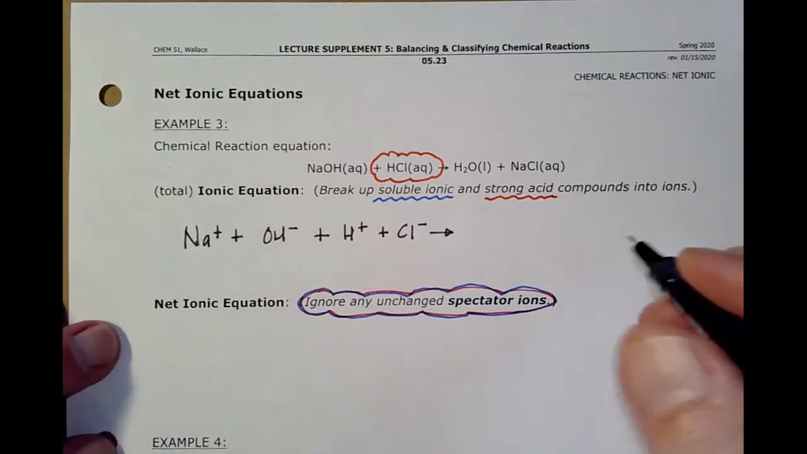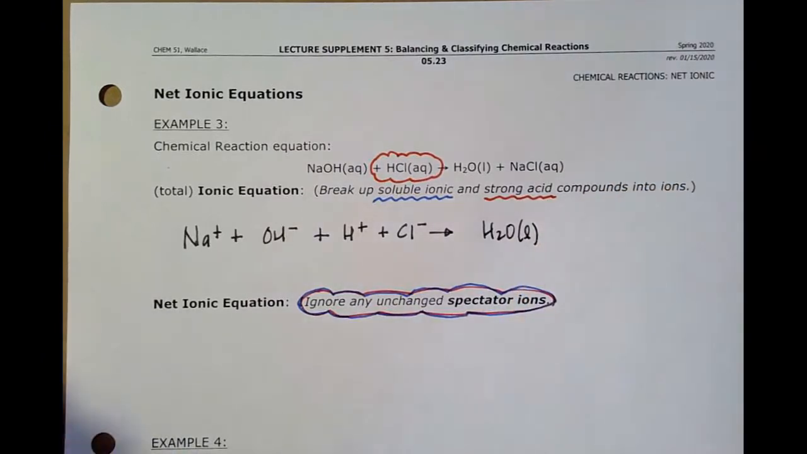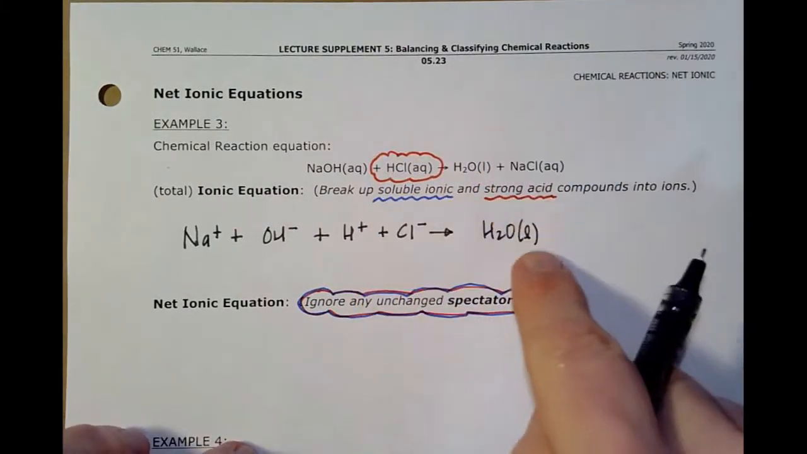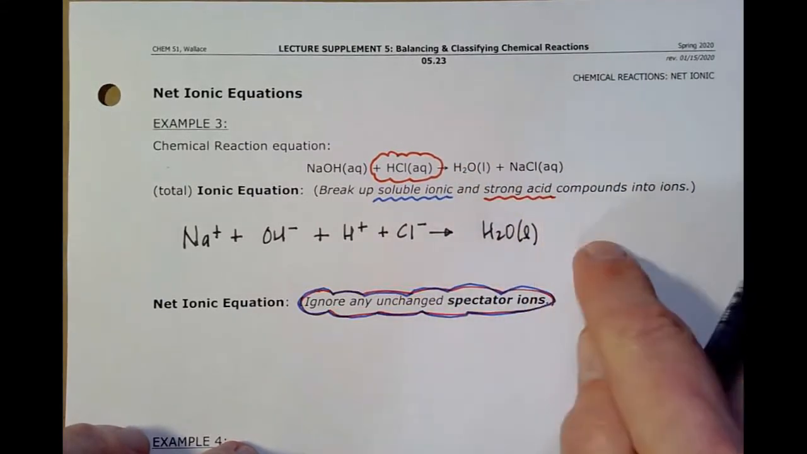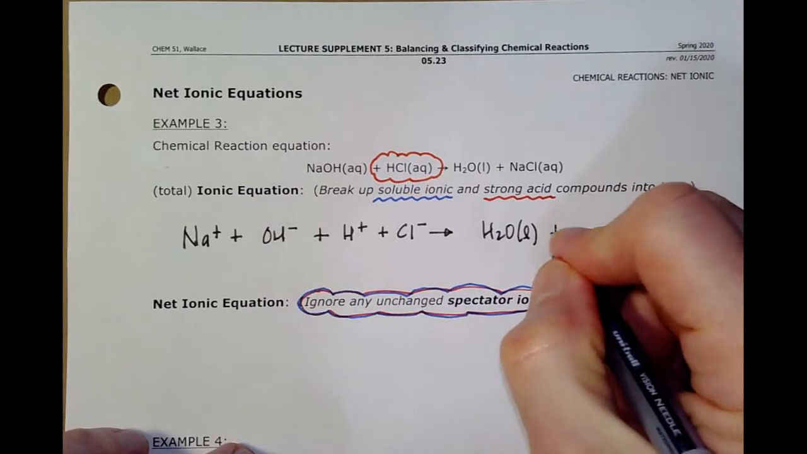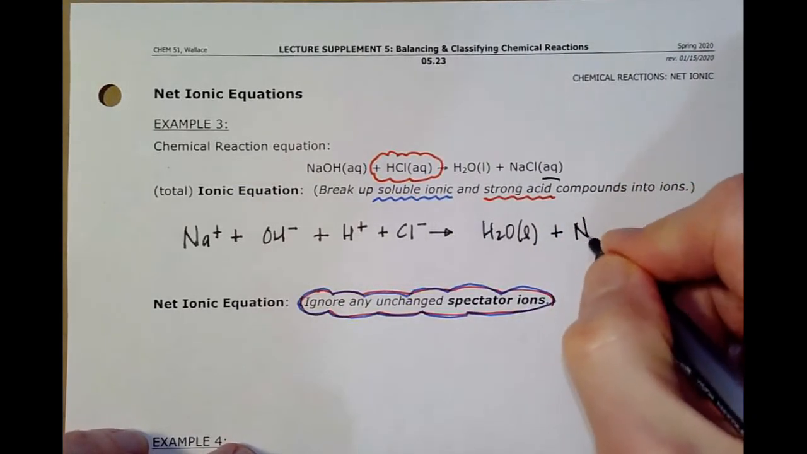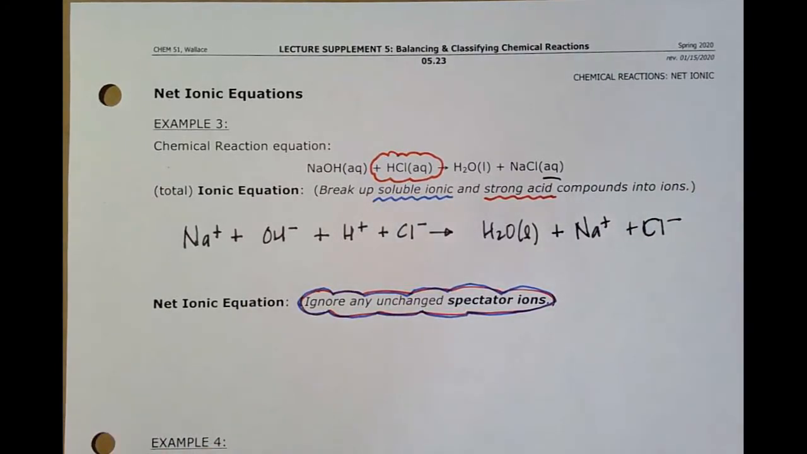On the other side now, I've got water. Now, water's not a soluble ionic compound. Water's not a strong acid. It's just a liquid. It just stays as a liquid. From the molecular to the total ionic, there's no difference. Sodium chloride, aqueous, our solubility rules, plus the fact that it says aqueous, says, oh, that's actually sodium ions and chloride ions. So there's my total ionic equation.